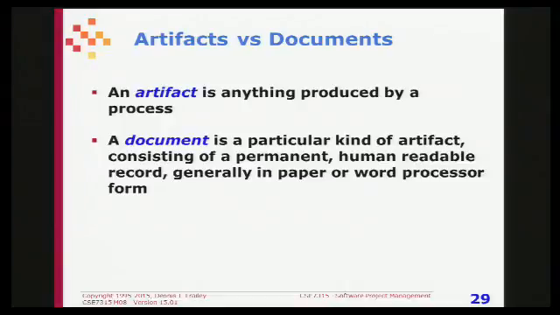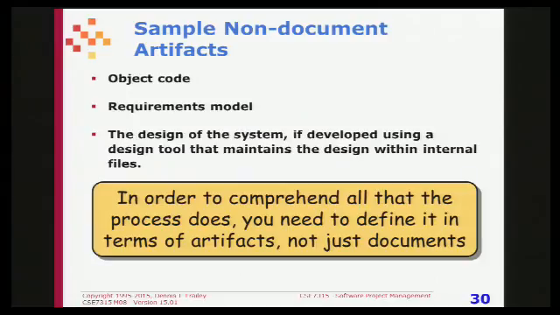I want to introduce the concept of an artifact versus a document. An artifact is anything you produce. A document is a particular kind of artifact, but there are other kinds of artifacts. Object code is an artifact, but it's not a document. A requirements model is something that's contained within a tool, a requirements design modeling tool or something. The design of your system is an artifact, but it may or may not be represented in a document. Sometimes it's just represented in a tool of some sort.